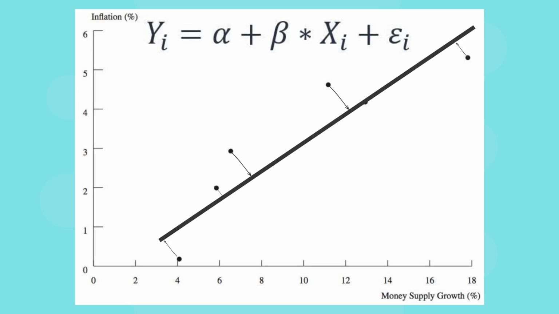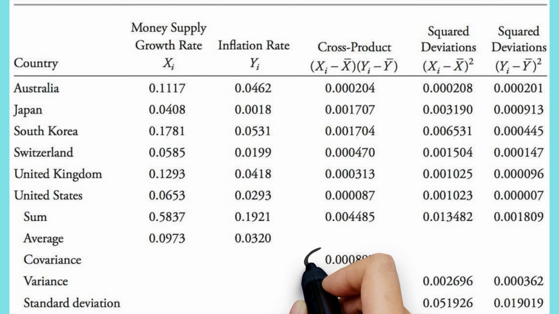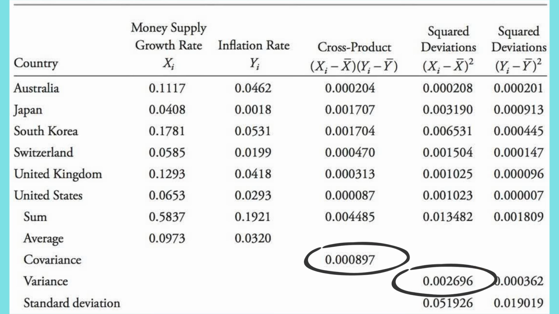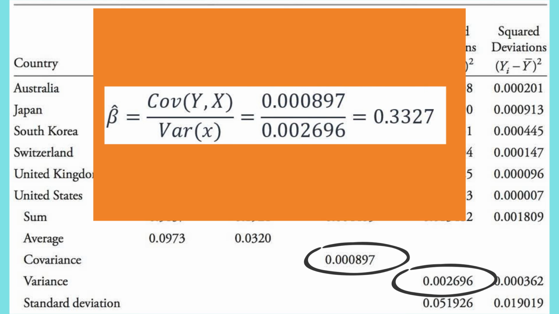Let's continue our example of predicting inflation based on money supply. Recall, we calculated the covariance and variance for calculating the correlation coefficient in one of the previous videos. We can use the covariance and the variance of the money supply to get an estimate of our slope coefficient, or beta, as follows. Beta is the ratio of the covariance between money supply and inflation and the variance of money supply. This gives us a beta estimate of 0.3327.